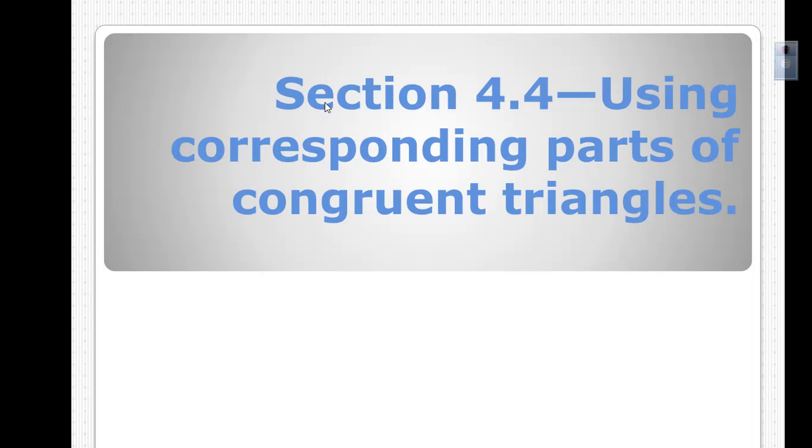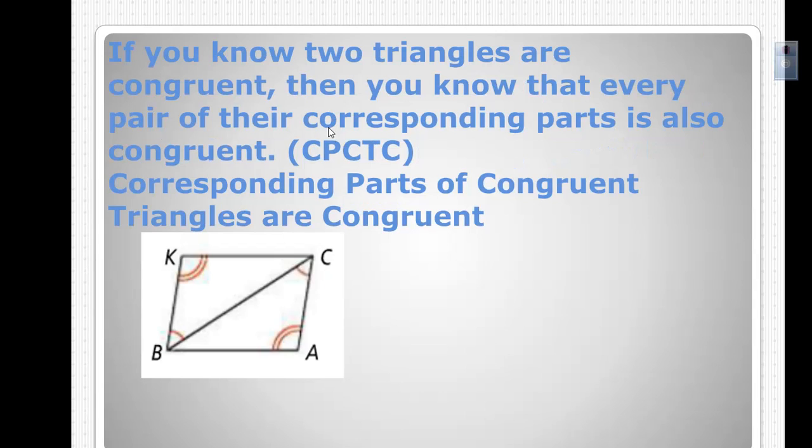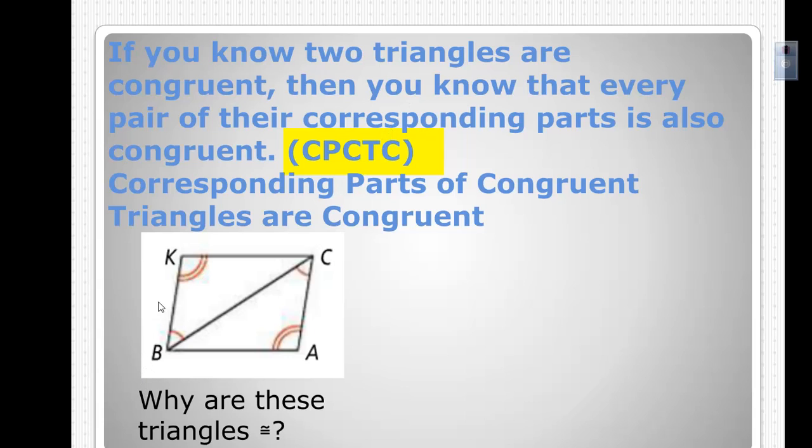All right, let's take a look at section 4.4, using corresponding parts of congruent triangles. If you know two triangles are congruent, then you know that every pair of their corresponding parts is also congruent. Yesterday we worked on proving two triangles congruent by using side, side, side, side, angle, side, angle, side, angle, or angle, angle, side. Once we prove those triangles congruent, then we can also say that the other corresponding parts are congruent.